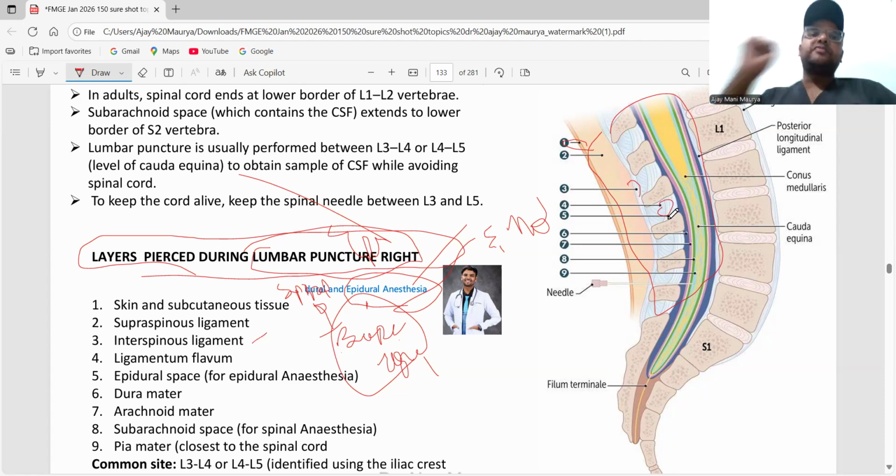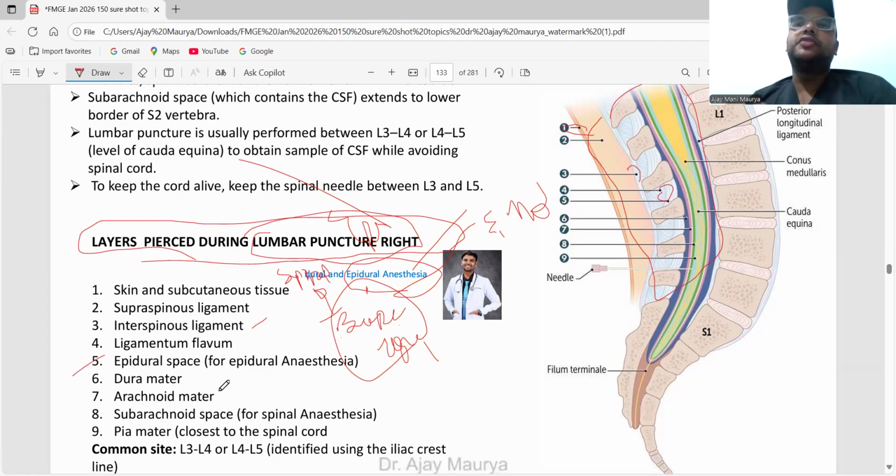For the epidural anesthesia, you have to puncture until only the epidural space. The next one is the dura mater, then the arachnoid mater. The last one is the subarachnoid mater. So we entered into the subarachnoid space where there is the production of what? Production of CSF.